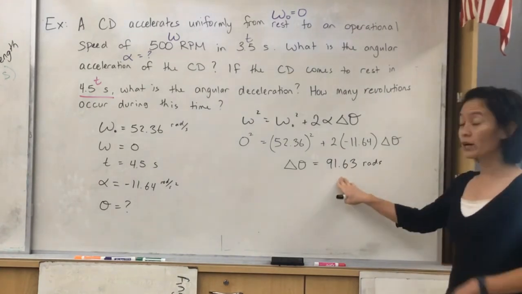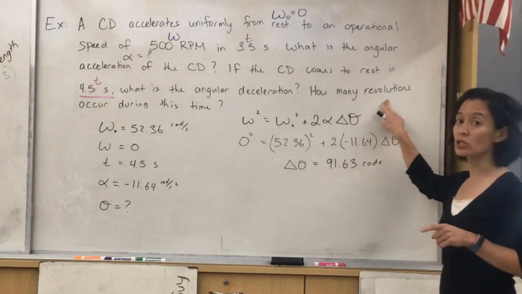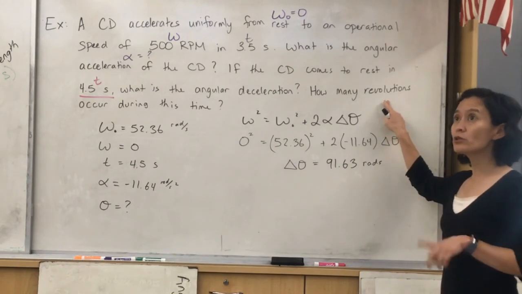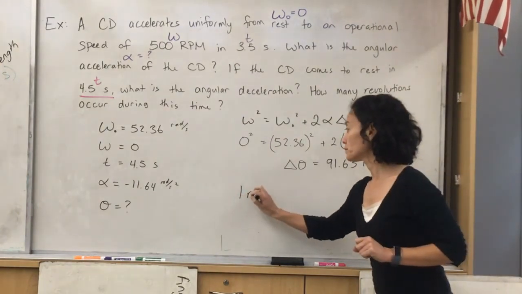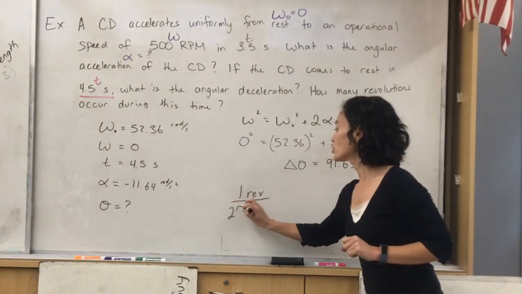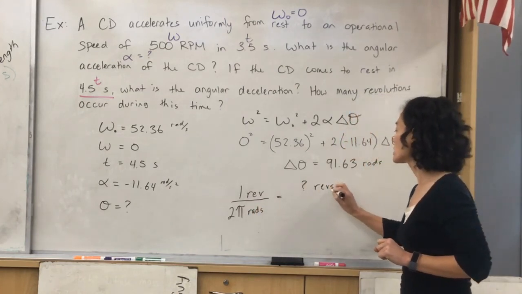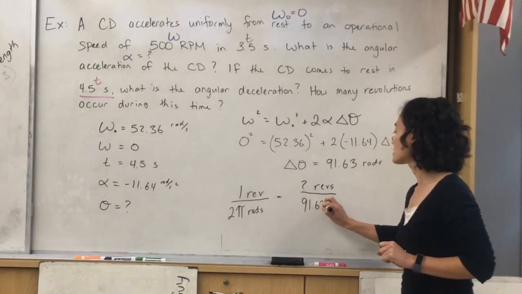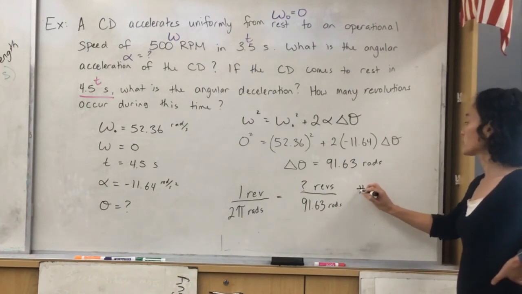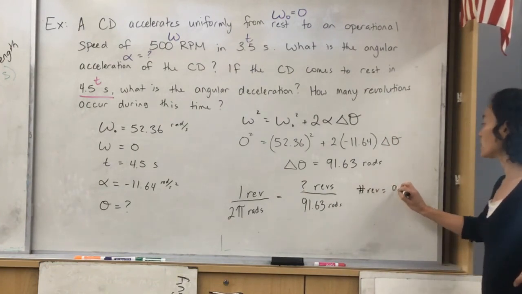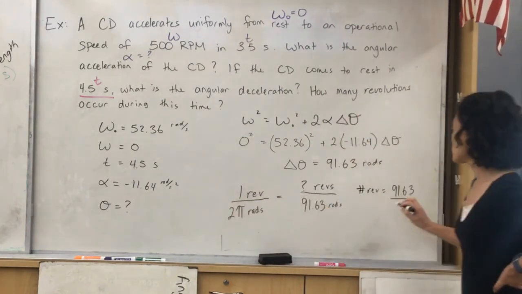Now, that's not the answer. I agree that this theta is 91.63 rads, but the question is asking how many revolutions occurred. So to figure that out, you have to do a proportion. One revolution is 2 pi rads. I want to know how many revolutions is 91.63 rads. So the number of revolutions is just going to be 91.63 divided by 2 pi.